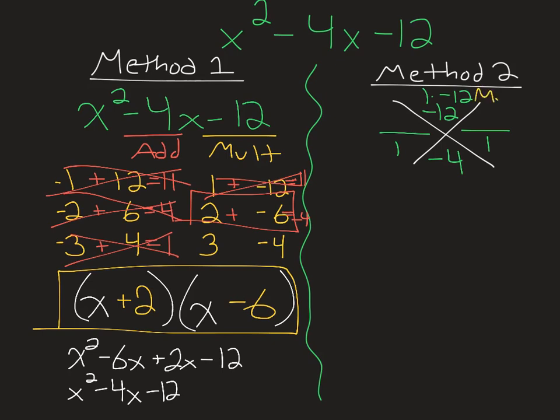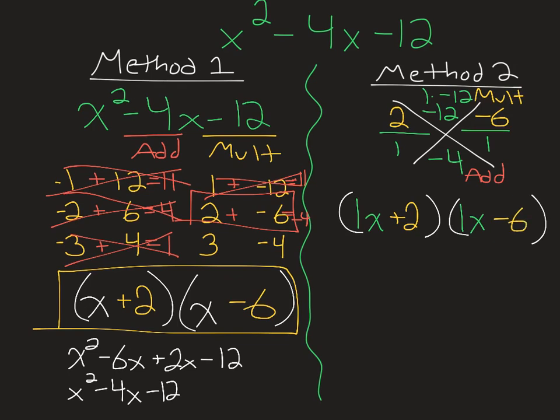And same thing, we're going to multiply to negative 12, and we're going to add to negative 4. So we just did all the possibilities on method 1. So I'm going to take those just so I don't waste your time doing them all again. And we found out that 2 and negative 6 multiply to give us negative 12 and add to give us negative 4. So again, I'm going to write my factors out. The denominator on each side goes with the x, so that's 1. The 2 was positive, so plus 2. The 6 was negative, so minus 6.